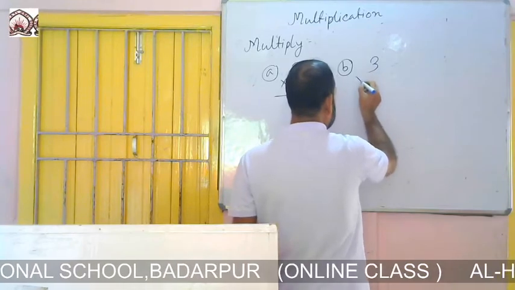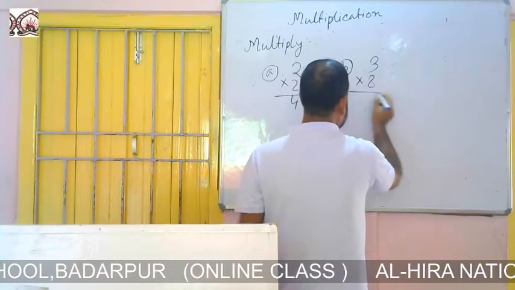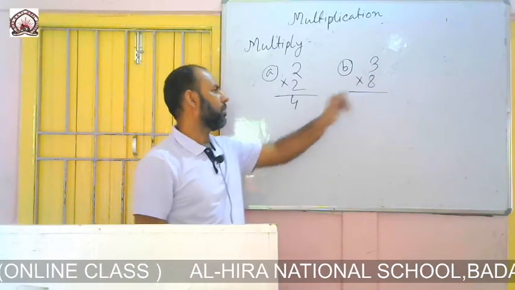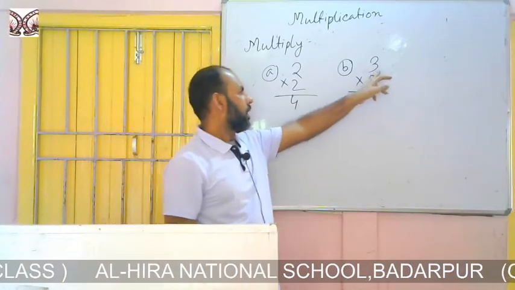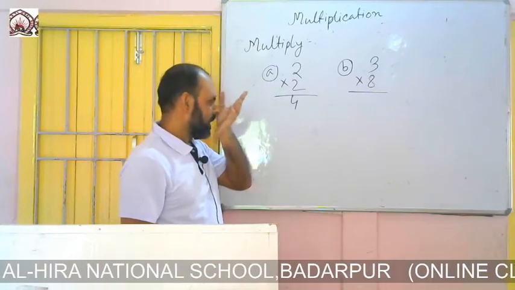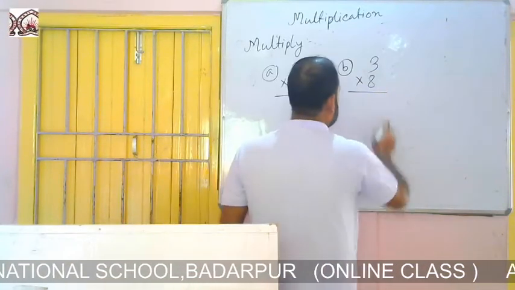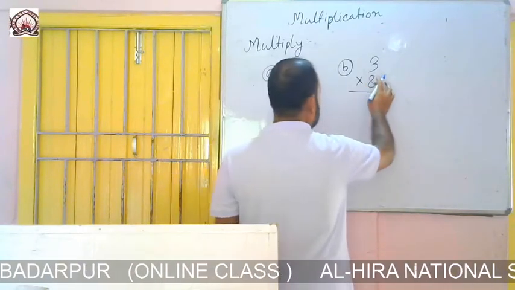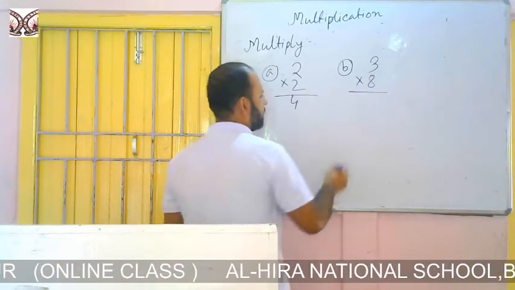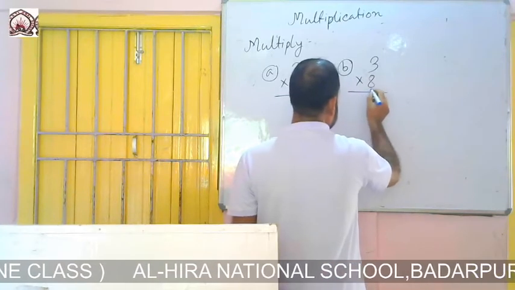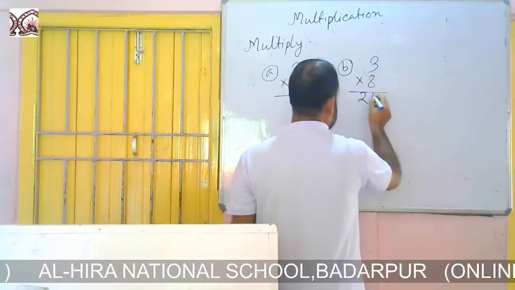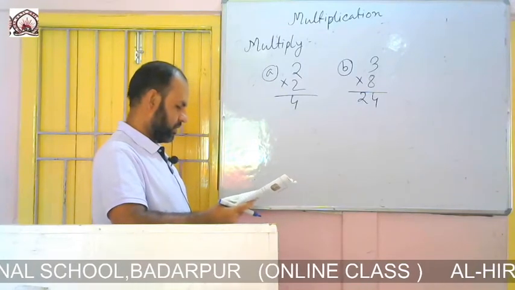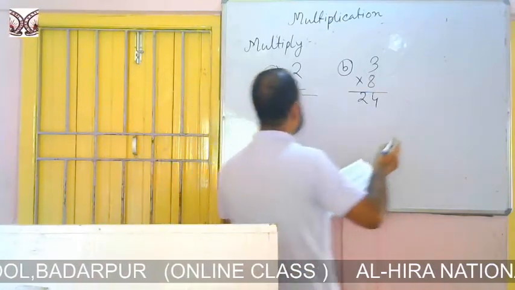3 into 8 equal to this. So we count either table number 3 or table number 8. If we count table number 3, 3 8s are 24, and if we count table number 8, 8 3s are 24.